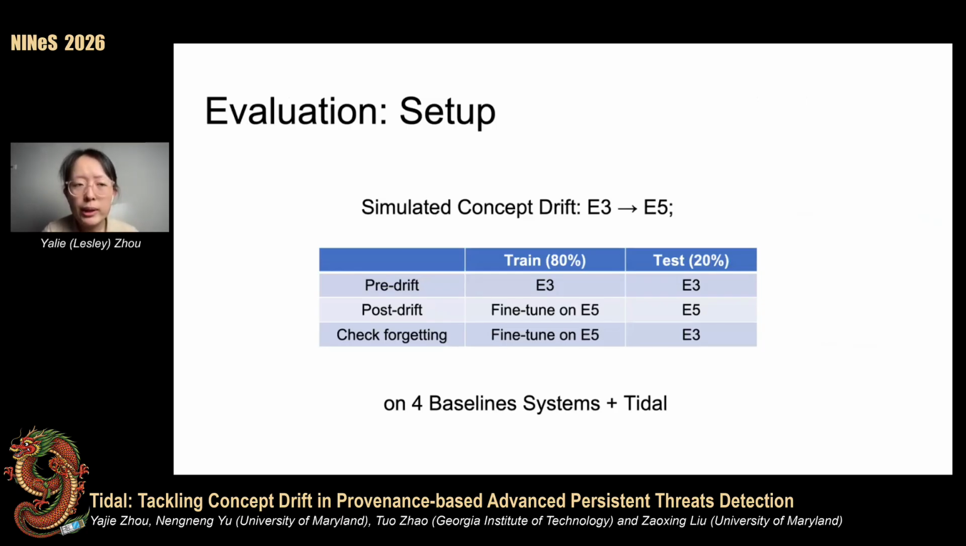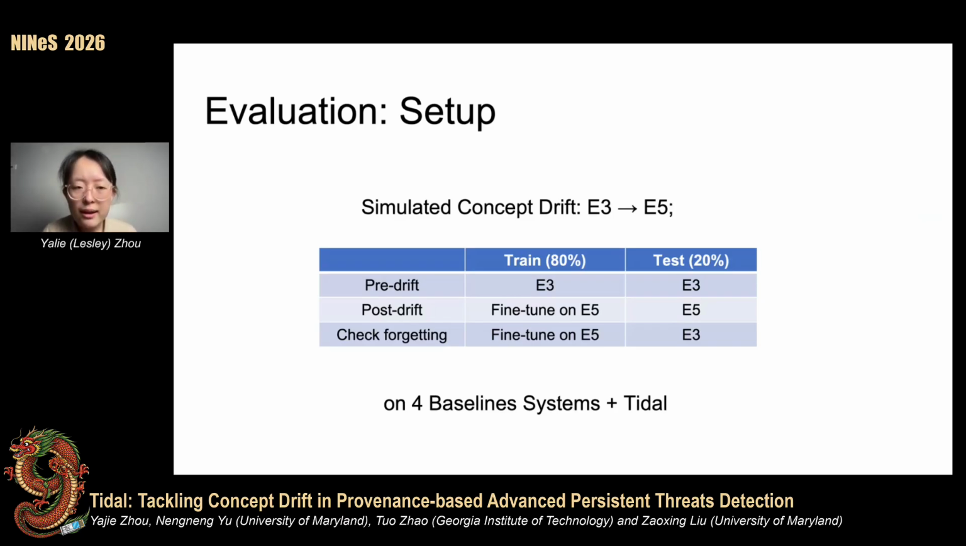Here, I'm going to introduce our evaluation setup. As I mentioned, we are simulating the concept drift scenario based on the DARPA dataset from E3 to E5, and they're across a few years. For E3 and E5 data, we try to create different settings for concept drift. First, we have the pre-drift setting, which means you simply train on E3 and also test on E3. And then we simulate when the drift happens. So when the E5 attack is coming, we then fine-tune the model on E5, and then we test it on E5 to see the post-drift performance.